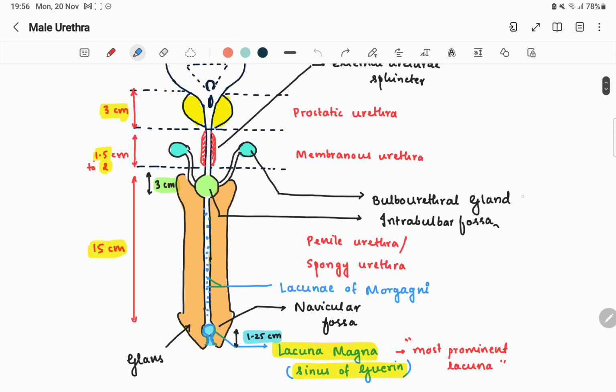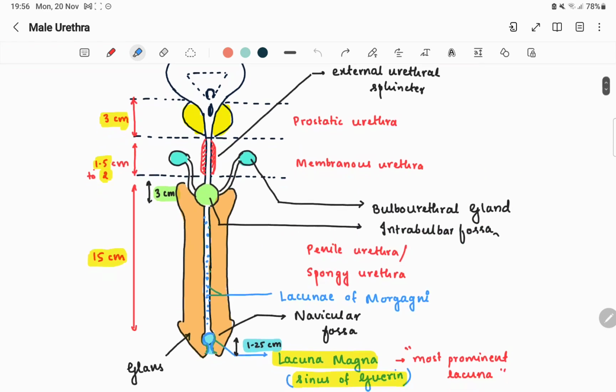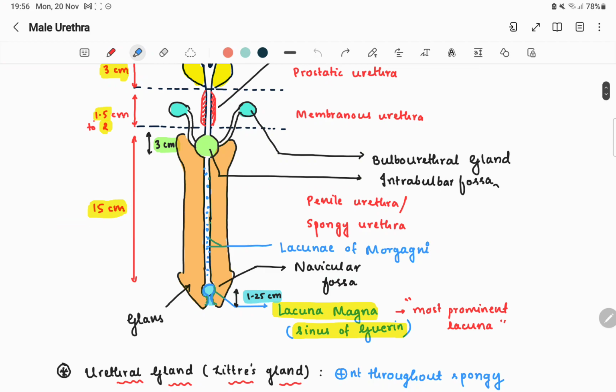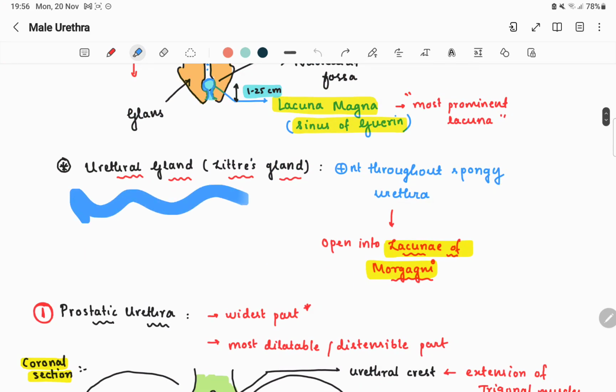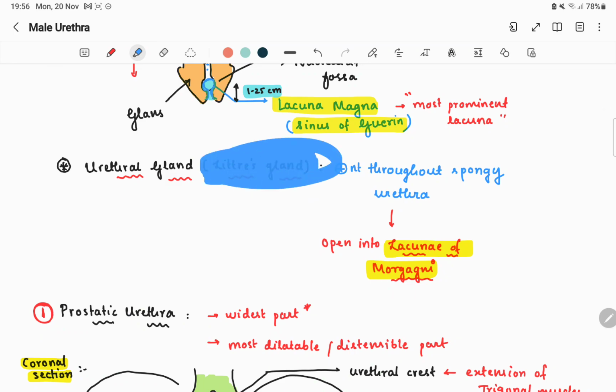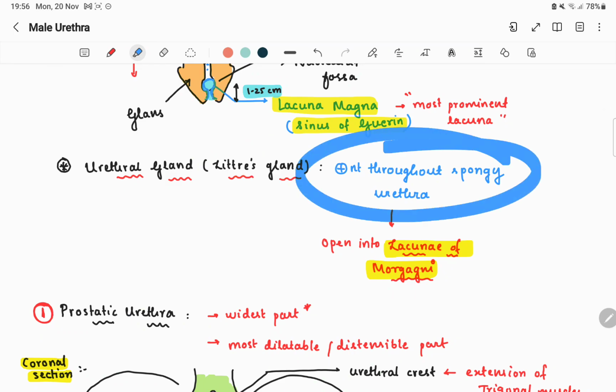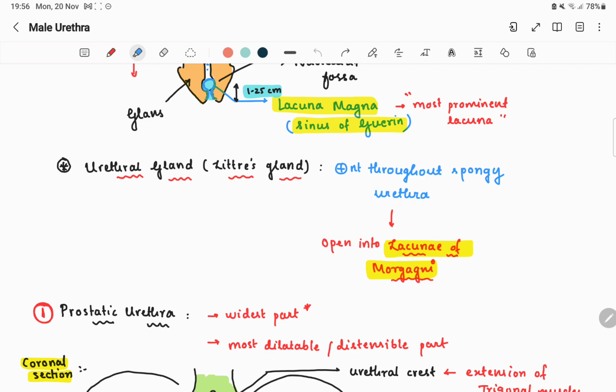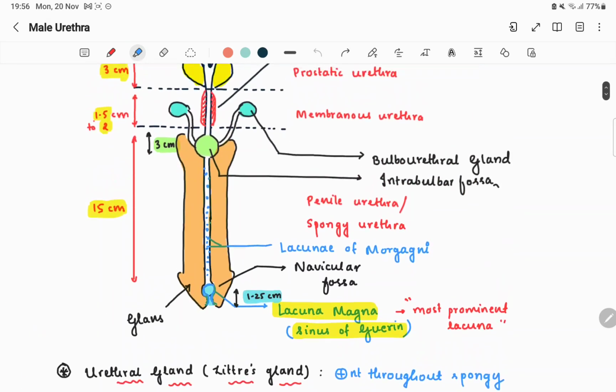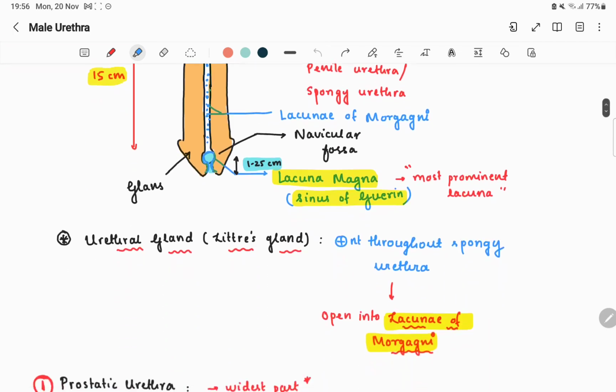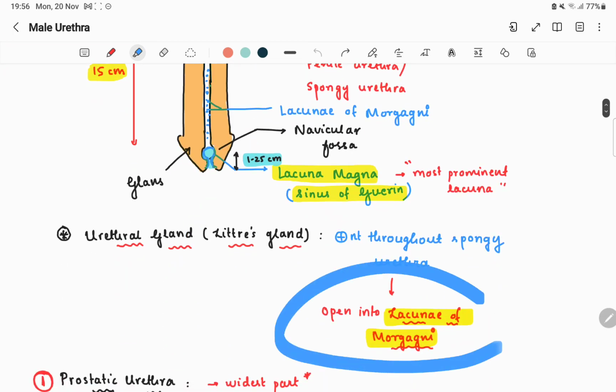And this intrabulbar fossa is about 3 cm in length. You can remember the centimeters. And the longest part is the penile urethra, that is about 15 cm. Urethral glands are called Littre's glands. These are present throughout the spongy urethra and open into the lacunae of Morgagni. So the openings of the urethral glands, or Littre's glands, are your lacunae of Morgagni.